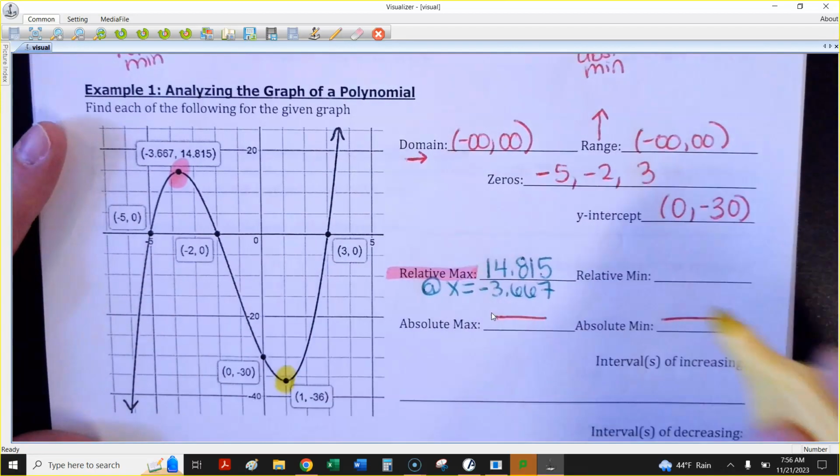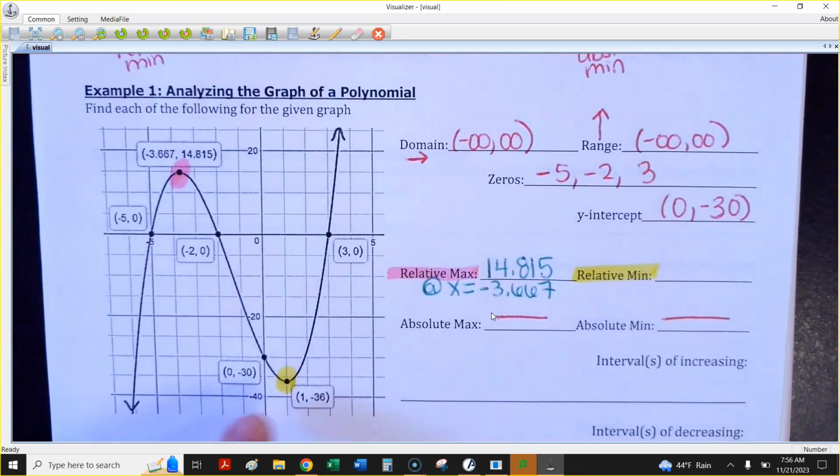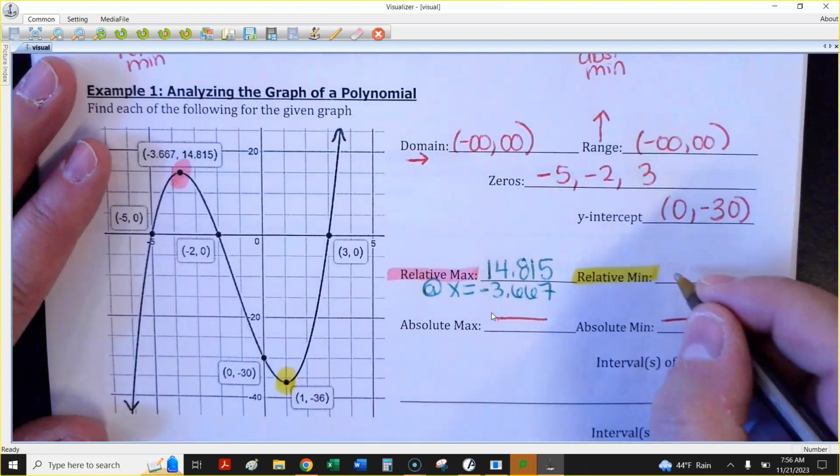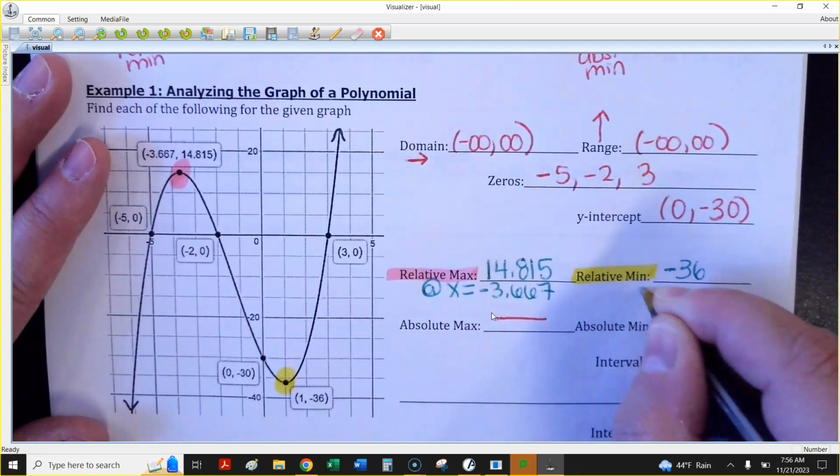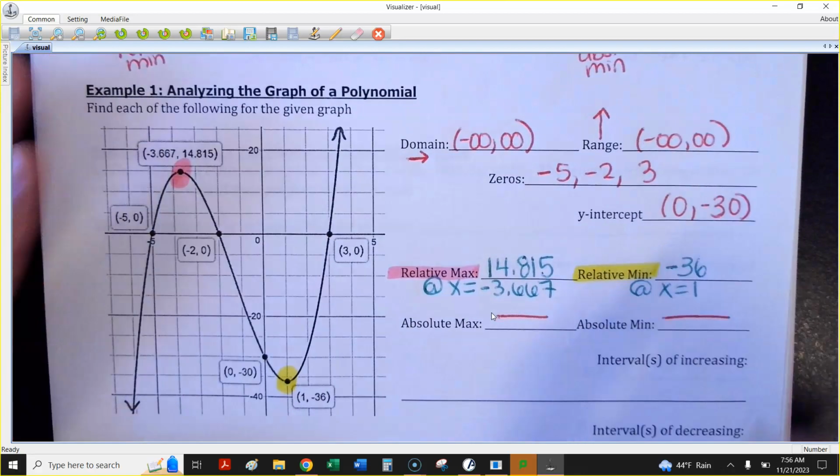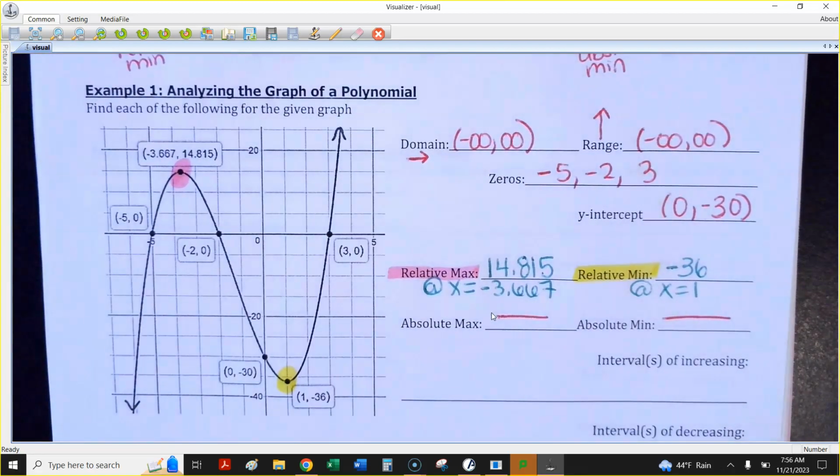Exactly, good, right there. That's your relative minimum. This one's actually a nice number: -36 at x equals 1. So the relative maximum or minimum, or absolute maximum or minimum, if either one of those, you describe that with the y value, and then you can say at x equals whatever the x coordinate of that point is.